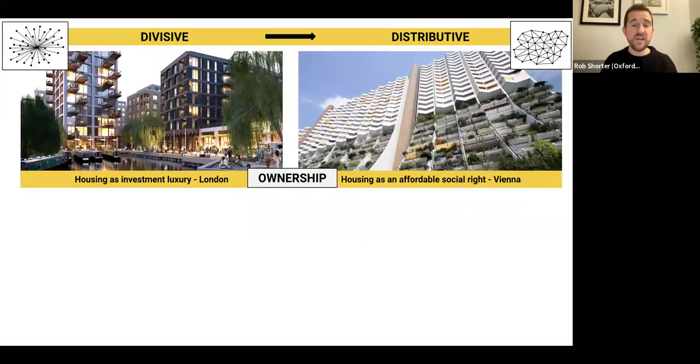And so some examples, for example, with ownership, housing is turned into an investment luxury where capital can flow from one country to another and rent people's essentials for housing as profit through renting. Instead, in Vienna, how can we think of housing as an affordable social right, where 60% of housing is in public ownership, and it's got the lowest rent in the whole of Europe?